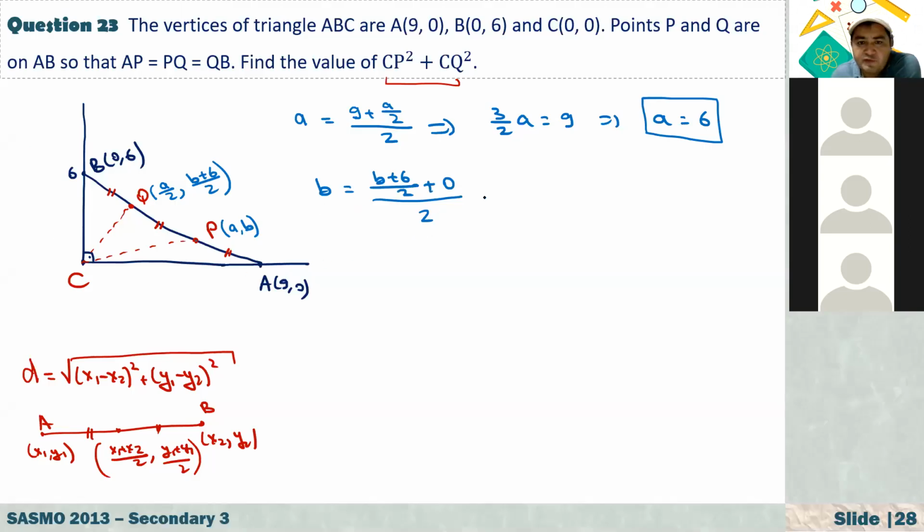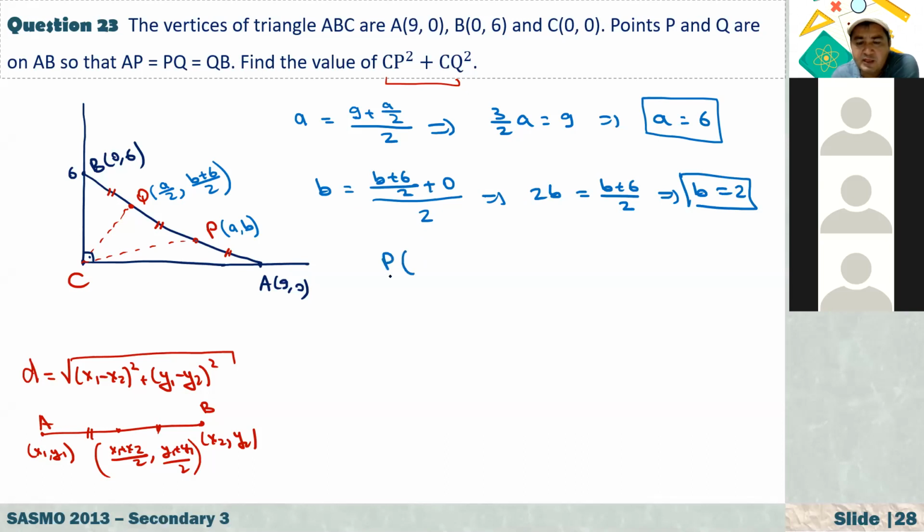Okay. So from here, multiply both sides by 2. 2b is equal to (b + 6)/2. Now from here, 4b minus b is 3b. So b is equal to 2.